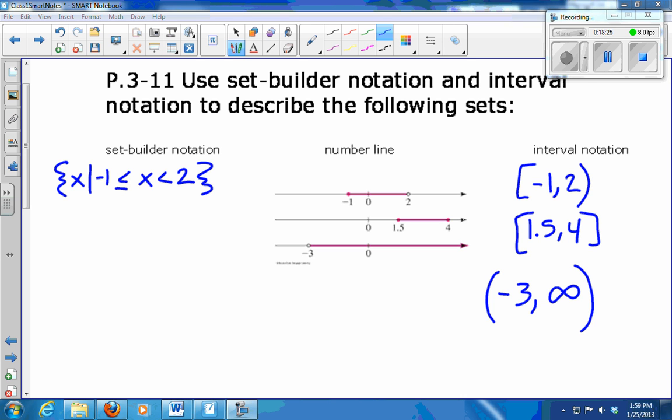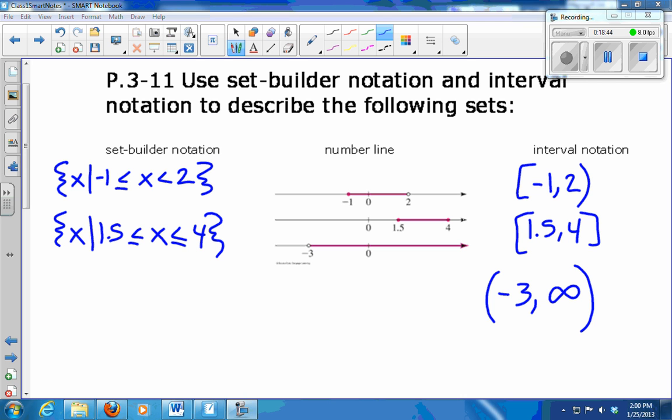So the next one's similar, the set of all x such that, and then I'm going to build a sandwich. 1.5 to 4. Both of the dots on there are closed, so I put or equal to signs on both of my endpoints.